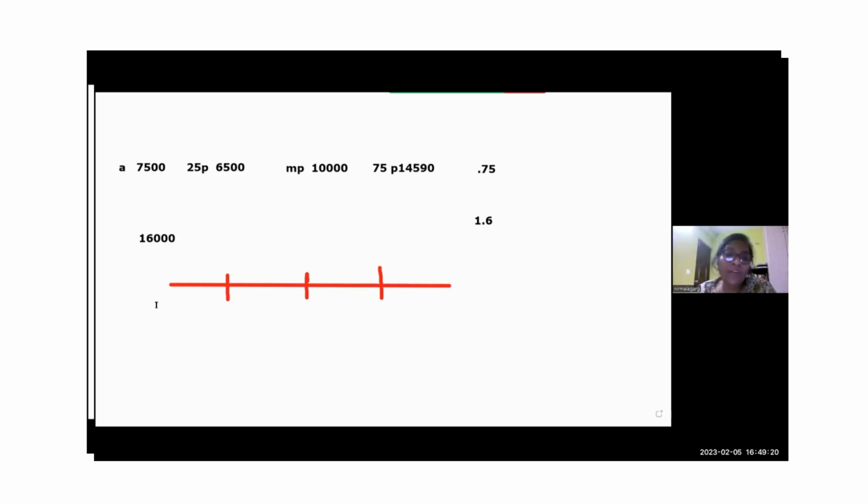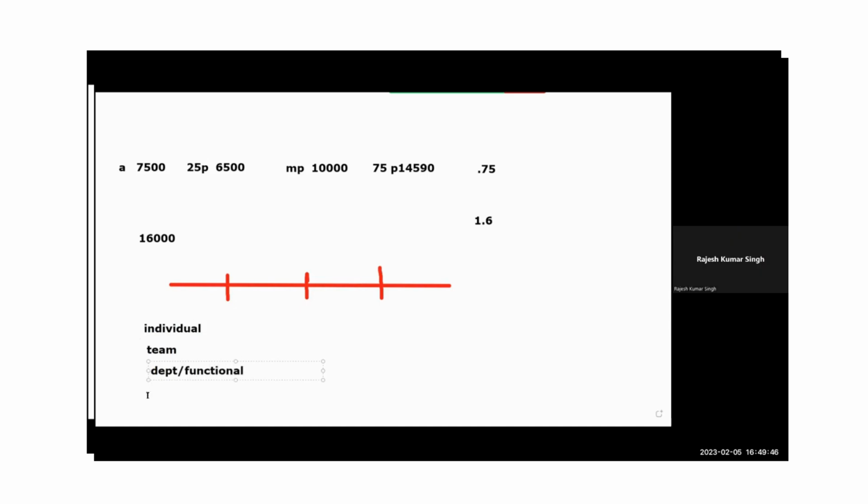Now, at an individual level, you can calculate Compa-ratios. You can also calculate at a team level. You can also calculate at a department or functional level. And even at an organization level.